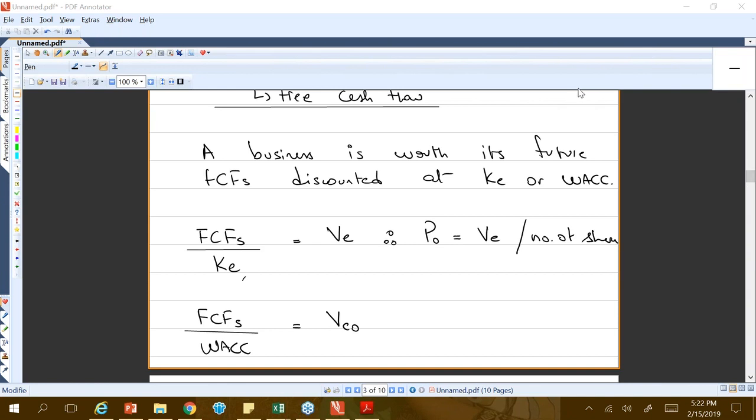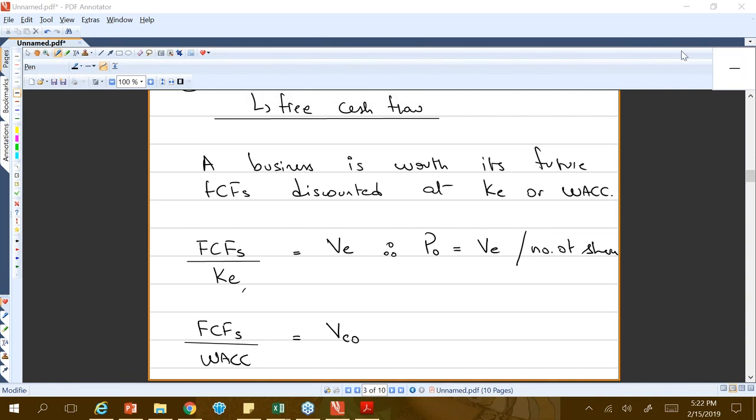Now, these are the 4 methods we have seen on equity valuation. I'm happy to take any questions at this point. So if you've got any questions, please feel free to send me your questions.